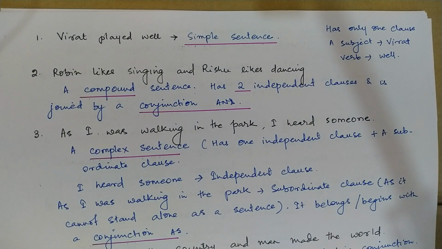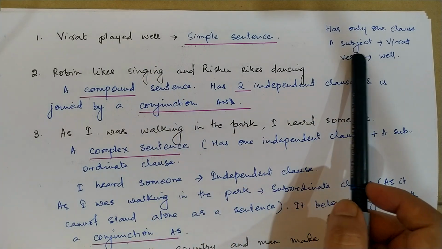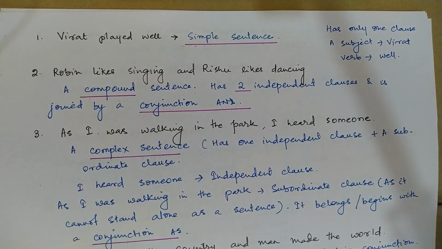Now going over to your exercise. Virat played well is a simple sentence. Why? Because it has only one clause. Virat played well is just a clause. It has a subject. Who is the subject here? Subject is Virat and the verb is played. So it is a simple sentence.